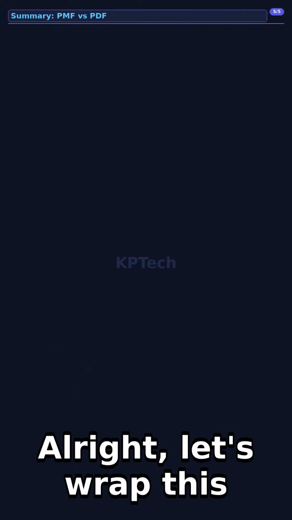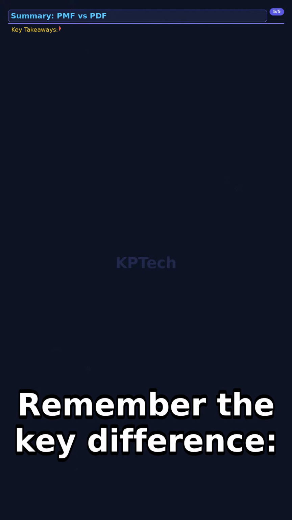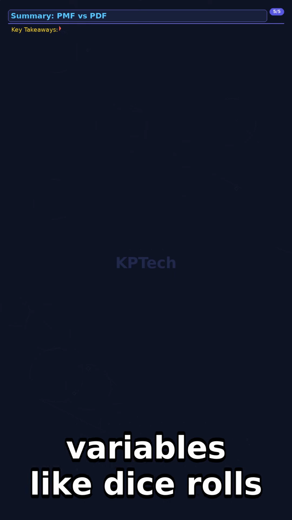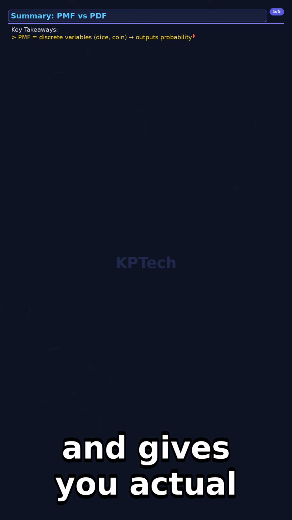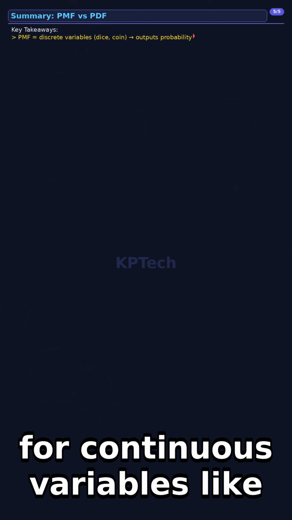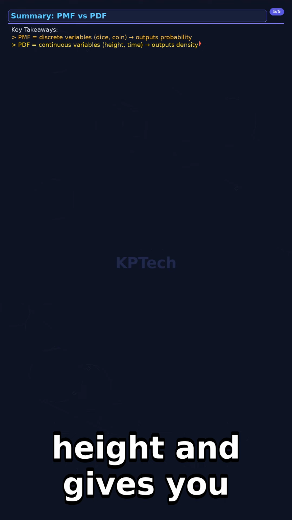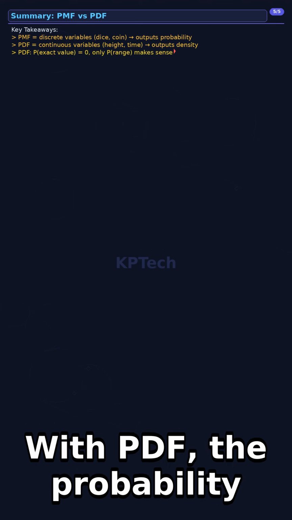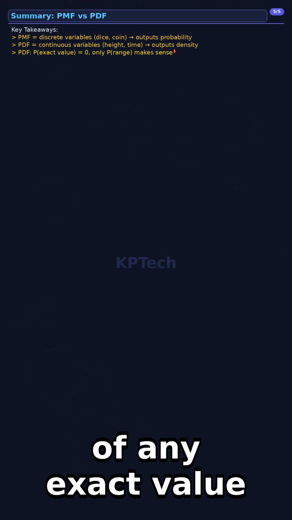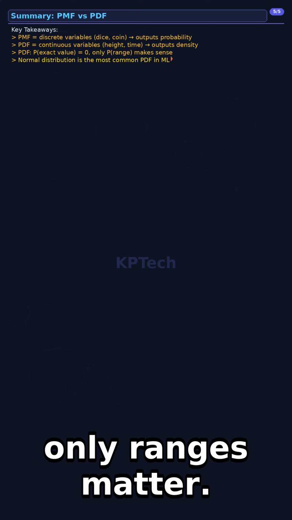Alright, let's wrap this up. Remember the key difference: PMF is for discrete variables like dice rolls and gives you actual probabilities, while PDF is for continuous variables like height and gives you density values. With PDF, the probability of any exact value is technically zero, only ranges matter.